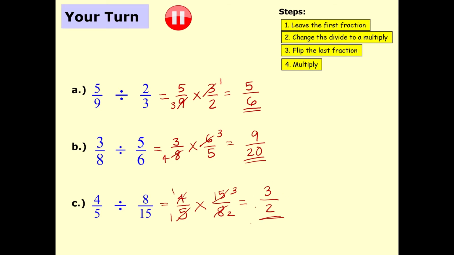If you wanted to go one step further, you could convert this top-heavy fraction, or improper fraction, into a mixed number by saying, well, how many 2's go into 3? Well, there's 1 and 1 left over. So well done if you got this step further as well. Mark all your work, and there we go.